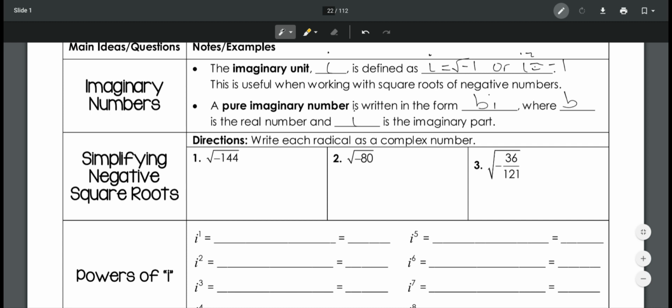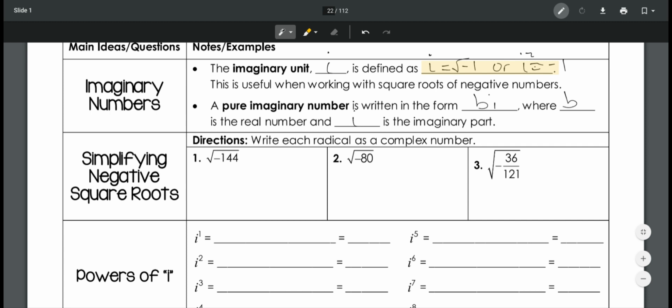An imaginary unit i is defined as i equals the square root of -1, or i squared equals -1. Those are two critical components of imaginary numbers. Those are the two key elements dealing with imaginary units.